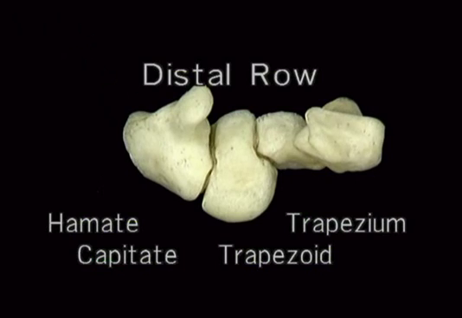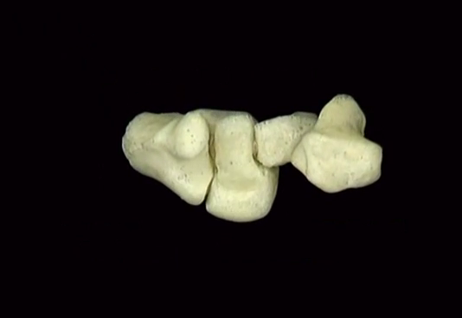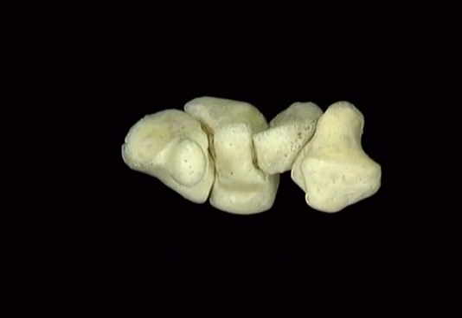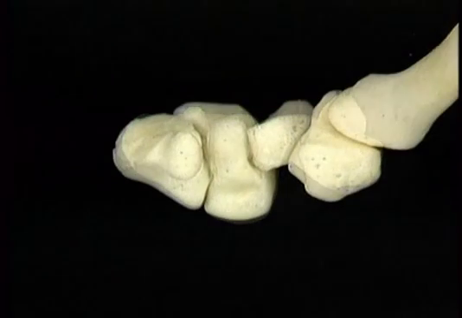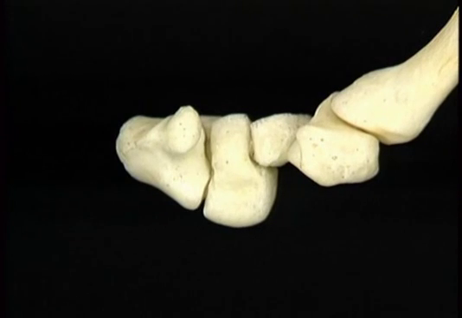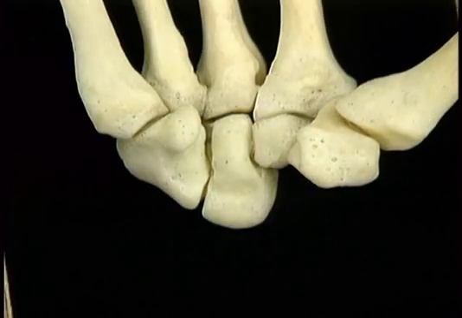The capitate and part of the hamate project proximally. The bases of the 5 metacarpals articulate with the distal row of carpal bones. The first, the one for the thumb, articulates by itself with the trapezium. The other 4 articulate in a row here.